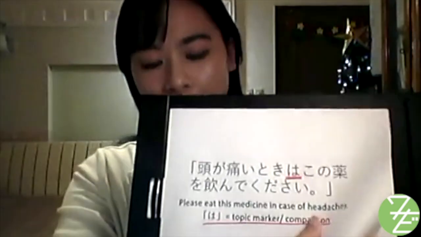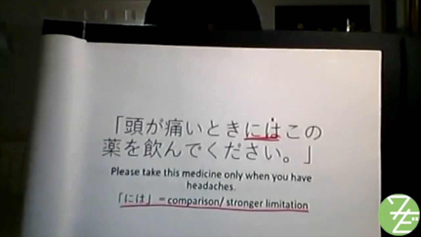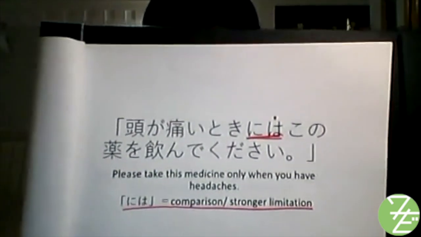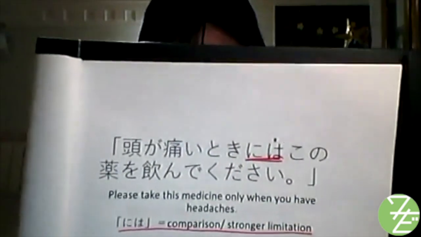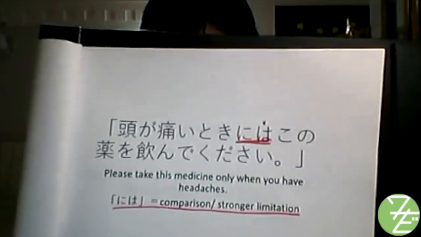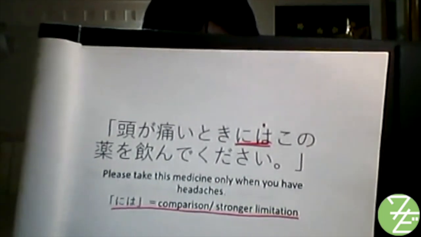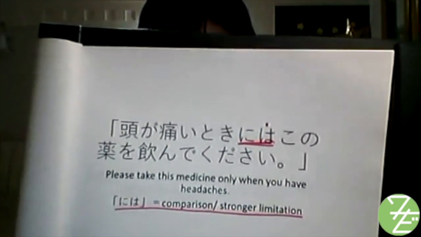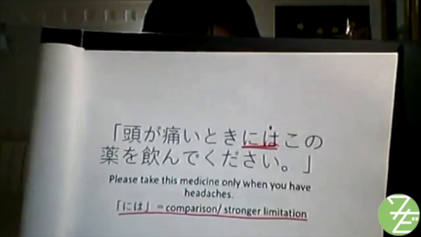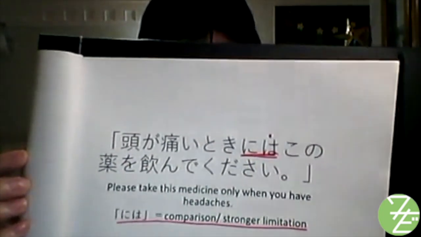How about には? The part that comes right before ni wa is the target of an emphasis. Also, wa is used for comparison. For example, 頭が痛いときにはこの薬を飲んでください。Please take this medicine only when you have headaches. This sentence means almost the same while emphasizing, please don't take this medicine if you don't have headaches. If ni wa is used in a sentence, there's a stronger limitation on when to take the medicine.